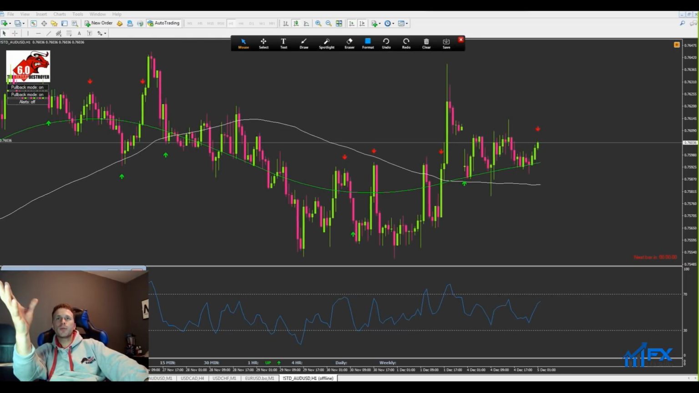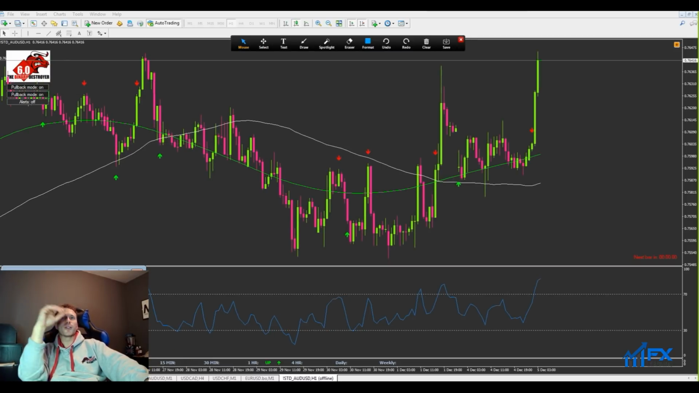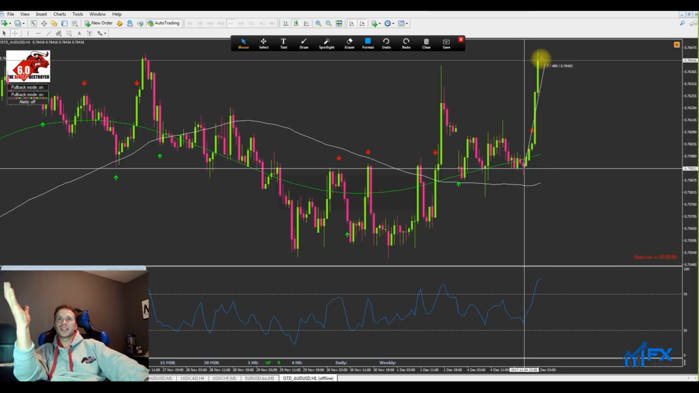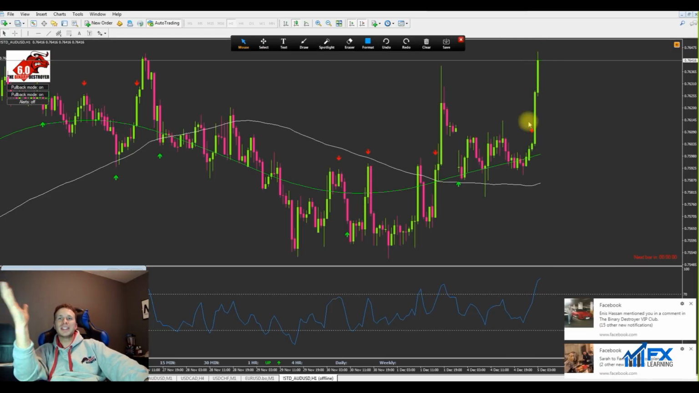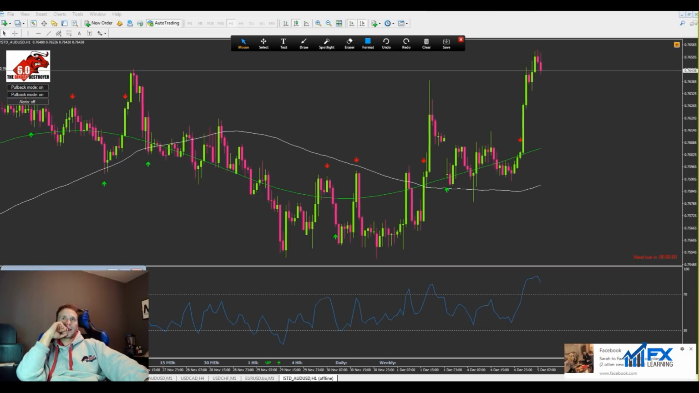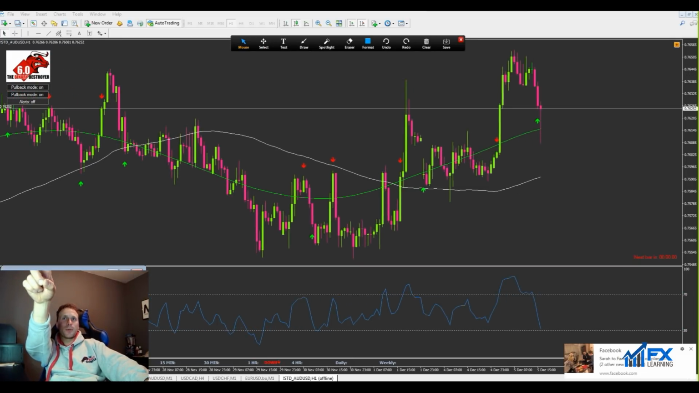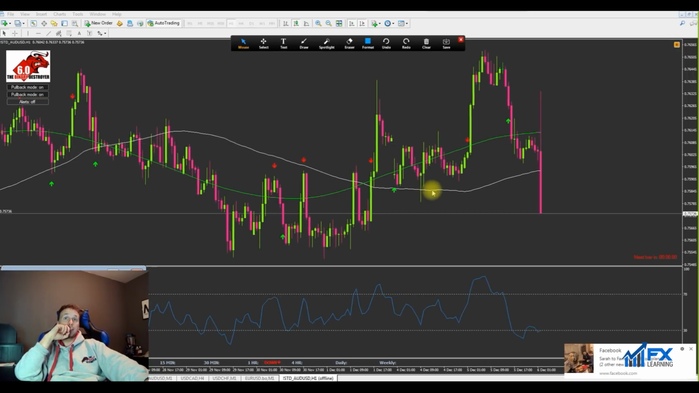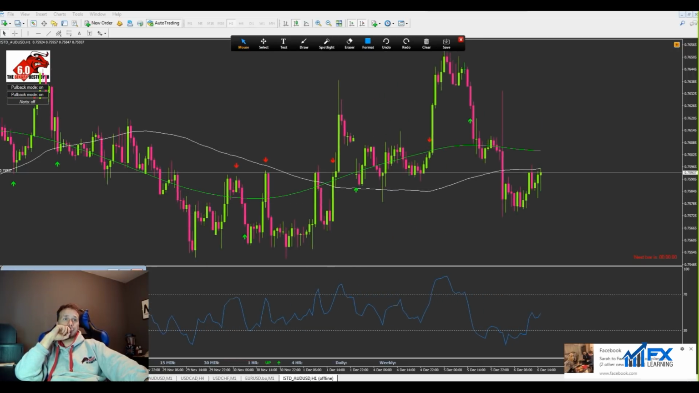No, there it was. That there would have been a perfect buy opportunity. We didn't get an arrow. Look at it. That there would have been a perfect buy entry, and we didn't get an arrow. We missed out massively on that. That would have given us a nice move up there.